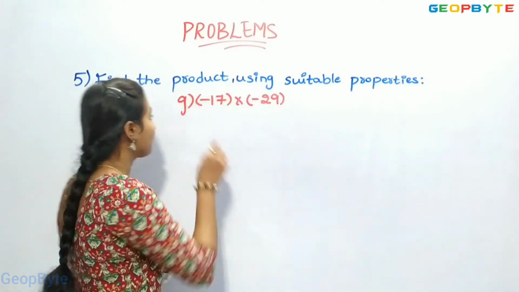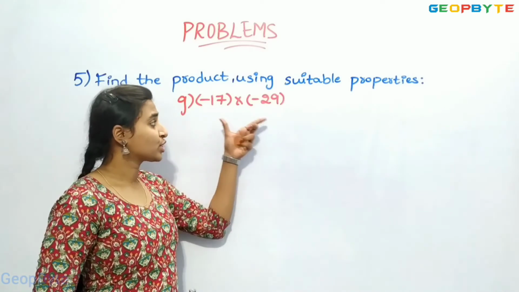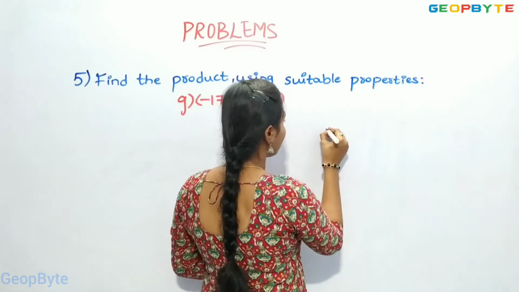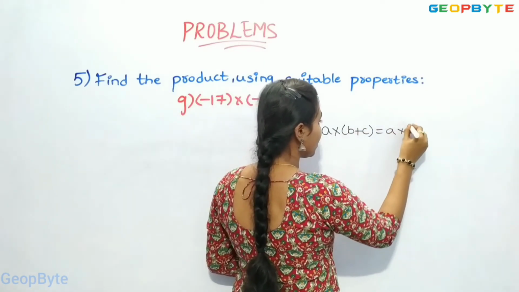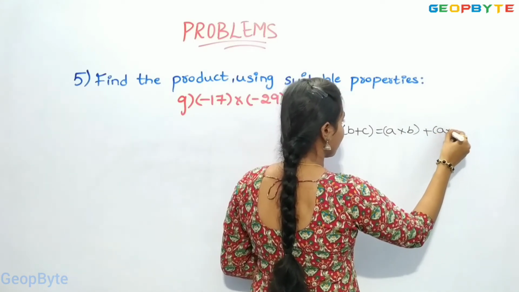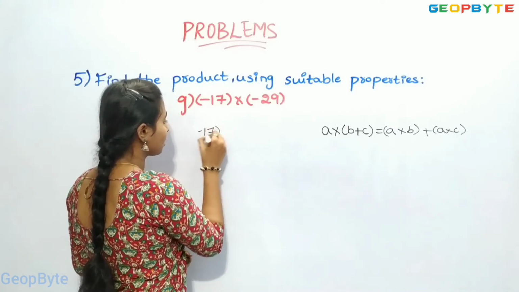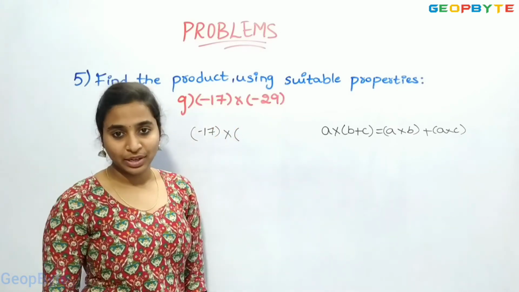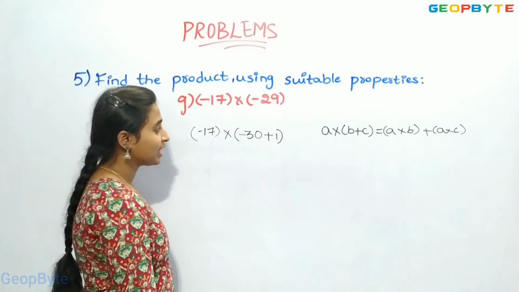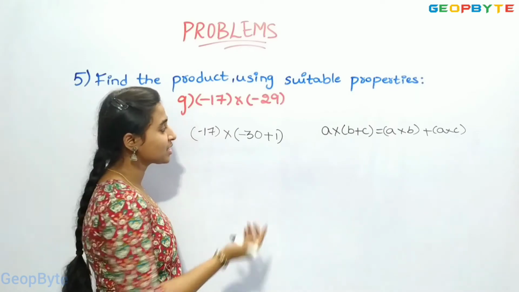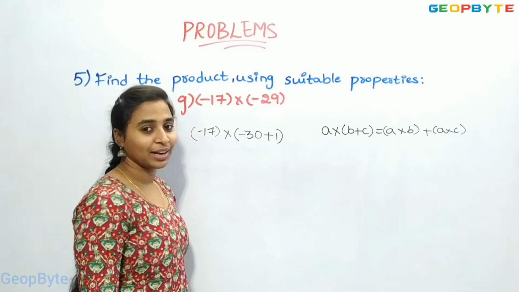Now let us see bit G. Here we have minus 17 into minus 29. This also can be written using the distributive property. First, let us write the property: A into B plus C is equal to A into B plus A into C. If you see this, we can write minus 17 into minus 29 as minus 17 into minus 30 plus 1. Right? See, if we do minus 30 plus 1, we have minus for the greater number, minus 29. We got it.